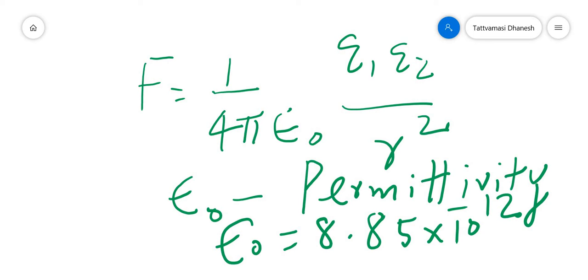One more aspect I am going to discuss today is the superposition principle. That means, if multiple forces are acting on a single charge, what will happen? The situation will be like this. You can understand, for example, this is a question asked many times. You may be knowing it.